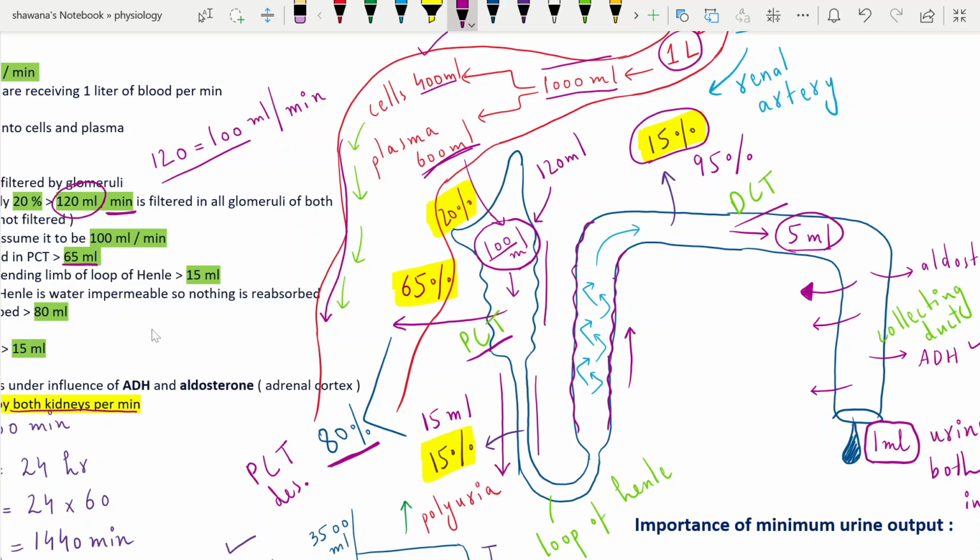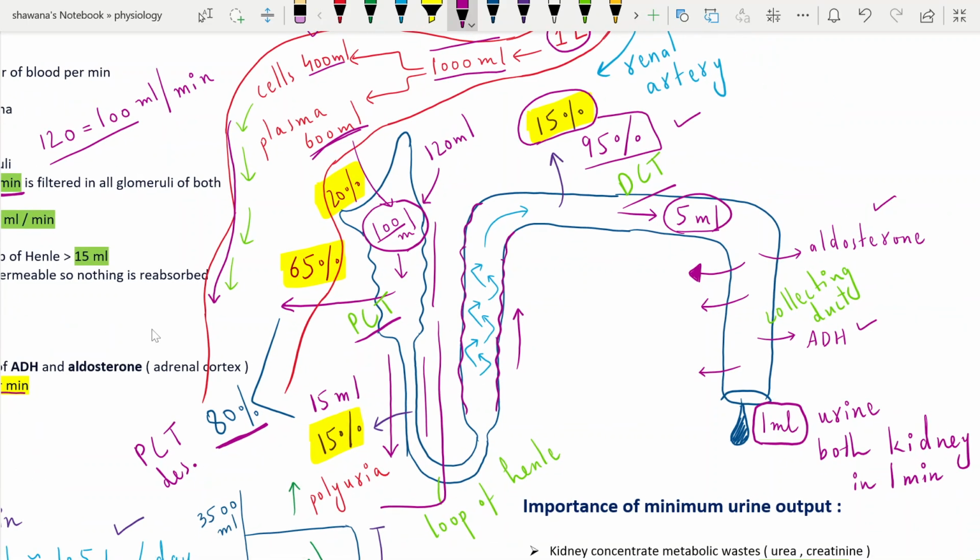100 ml is moving forward in PCT, 65% is reabsorbed. So in the descending limb, 15% is reabsorbed. So 80% is reabsorbed in this area. Ascending limb is impermeable. Distal collecting tubule offers 15% reabsorption. Up to here 95% is reabsorbed. In the collecting duct, fine tuning of the urine occurs, and under the influence of hormones, the 5 ml is also reabsorbed and only 1 ml urine is produced in both kidneys in 1 minute.